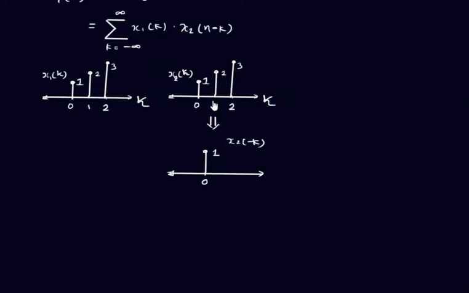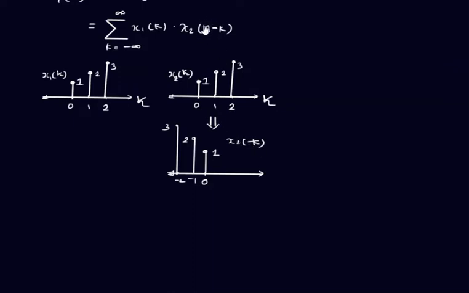So it was present at the location of 1. Now in this particular case it will be shifted to the negative value, meaning the magnitude of 2 will be shifted to minus 1. In the same way, 2 will be shifted to minus 2, and it will have the same magnitude, that is 3. So this is our second equation, x2 of minus k.